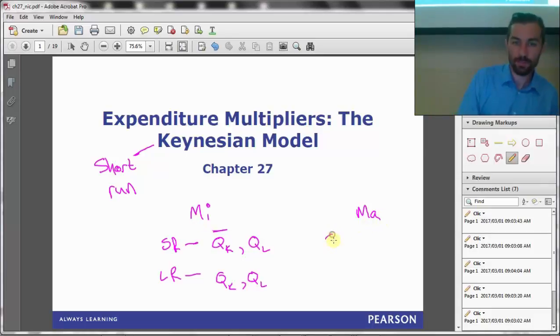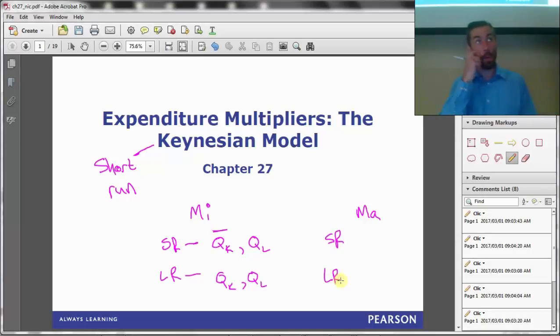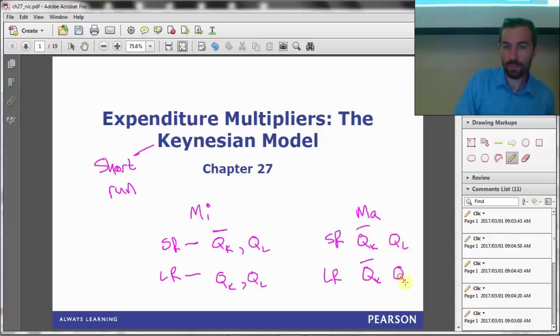In macroeconomics, the quantity of capital in the short run and in the long run is fixed. The quantity doesn't change between short run and long run. That's not how we distinguish short run and long run in macroeconomics. Quantity of labor is also fixed in the short run and the long run. So what distinguishes the short run and the long run? Well, in the short run, prices are fixed, and in the long run, prices vary.